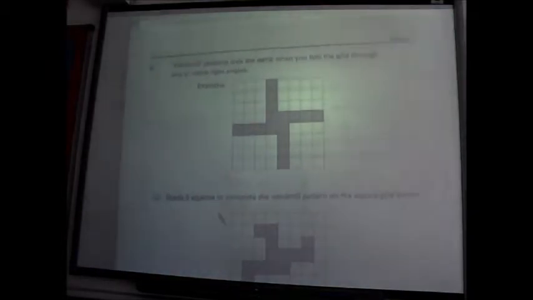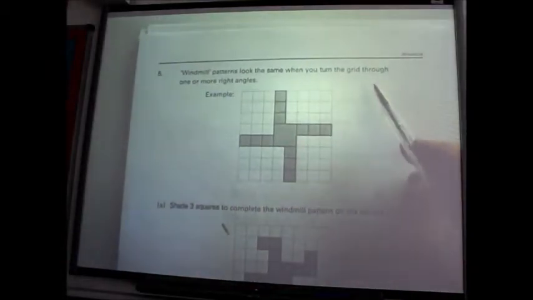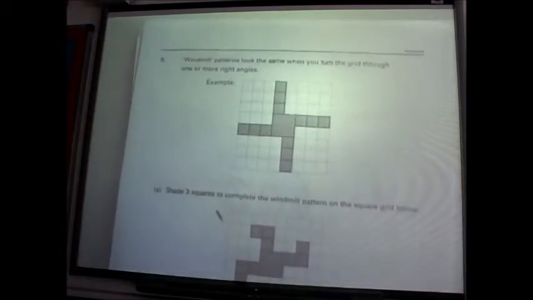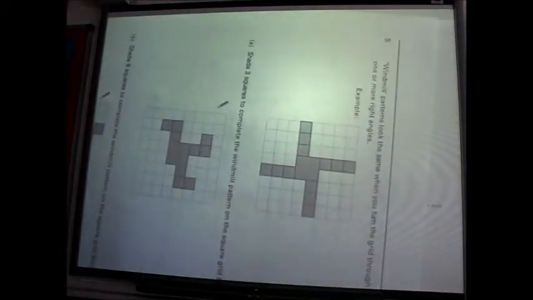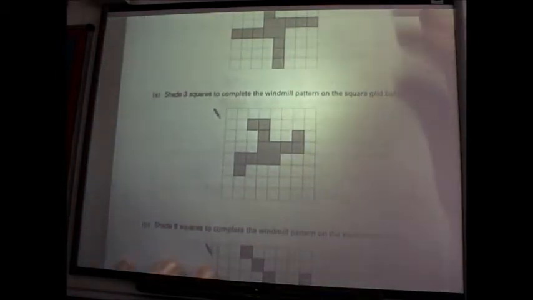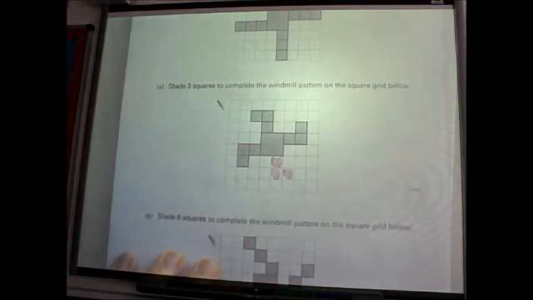Question number 5. It's about windmill patterns. They look the same when you turn them through 90 degrees or a right angle. Don't forget that 90 degrees is a quarter of a turn, like that. So shade in 3 squares to complete the windmill pattern here. You need to look at what's gone on before. So it looks like it's coming out here, 1, then another one, and then it comes across 1. So that's 1 mark for doing that.